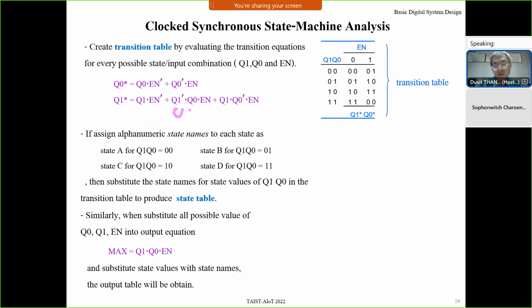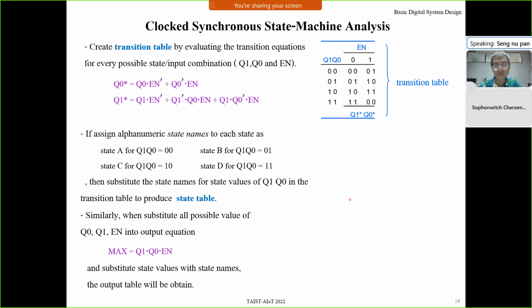For this term, it is 0, 1, 1. For Q1, Q0, 0, 1, and En. So it's 1 here. And the last one, 1, 0, 1, 1, 0, 1. Okay, this value. And another value of Q1 star, 0. Okay, you can consider or fill the table by this technique. Maybe faster than substituting every possible value of Q1, Q0, and En.